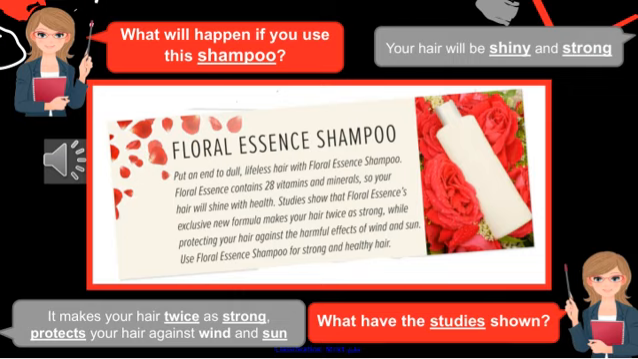When you use this shampoo regularly, your hair will not only be stronger but also shinier and more resilient. Now you might be wondering, what do the scientific studies actually show? Well, the research confirms that these effects are real, scientifically proven even. And if you start using this shampoo, you can expect to see your hair become healthier, more protected, and with that beautiful shine that everyone desires. Overall, it aligns perfectly with our goal of maintaining and enhancing hair health naturally and effectively.